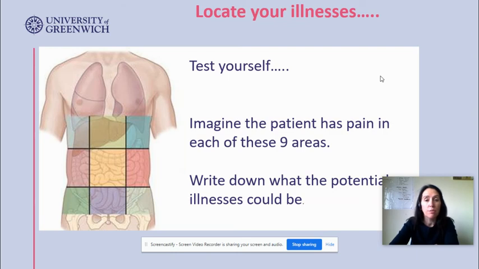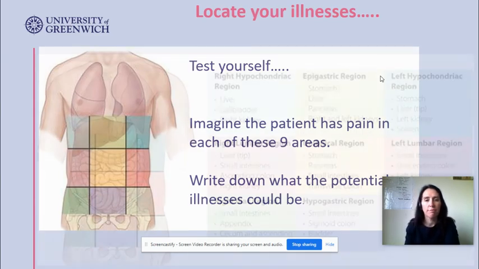Now, time for you to test yourself. See this chart? These are the 9 quadrants of the abdomen. I say 9 quadrants, 9 areas. A quadrant is technically 4. So what most people do is split the abdomen into quarters and call them quadrants, so upper right, lower left. You can do that, or you can split it into 9 if you want to be a little bit more specific. What I want you to do is draw this out and write in where you think any illnesses might occur. I'm going to show you the answers on the next slide. So it would be a good idea at this stage to pause me, draw out the diagram, and do a little bit of work for yourself.